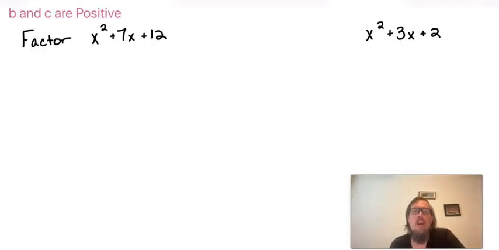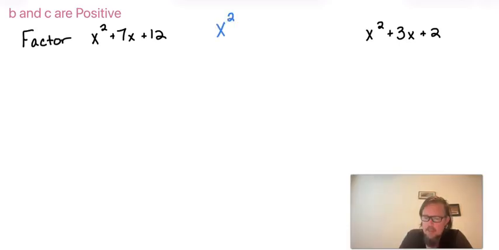Without a doubt, the most common kind of factoring that you'll do while you're in high school math, at least, is factoring trinomials. And so we're going to spend the bulk of our time learning how to factor trinomials. And trinomials, when they're written in standard form, are written like this.